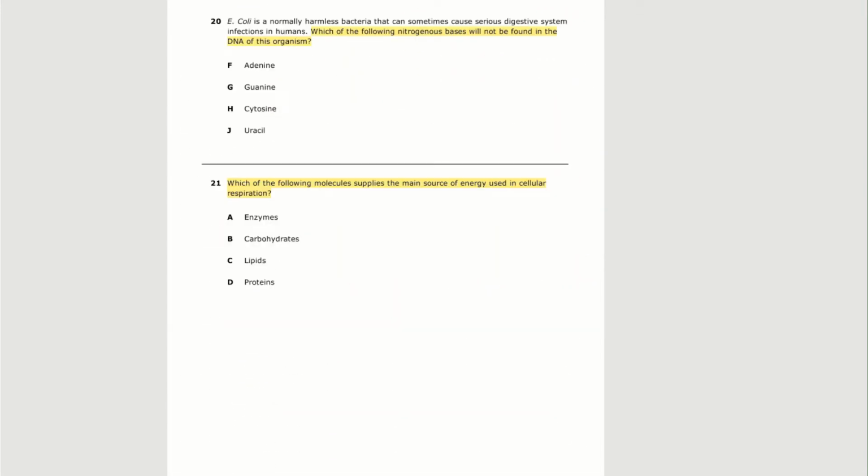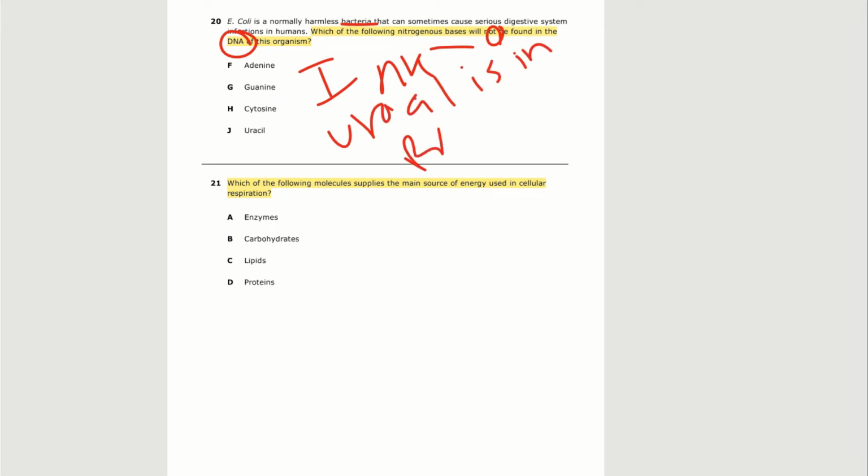Which of the following nitrogenous bases will not be found in the DNA of this organism? It says E. coli, that's a bacteria by the way, is a normally harmless bacteria that can sometimes cause serious digestive system infections in humans. So, it says DNA. I didn't even have to read that if I didn't want to. Which one is not in DNA? I now know uracil is in RNA, not DNA.